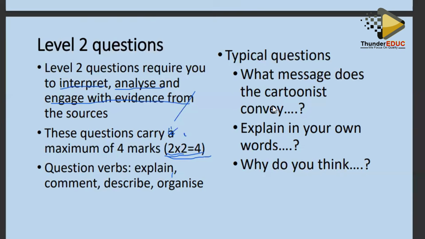For example, what message does the cartoonist convey in regard to a particular event? Maybe it's a cartoon on a particular event, maybe in paper 1. It's a cartoon on maybe the division of Germany after the Yalta Conference, where Germany was supposed to be split into East and West Germany. Maybe there's a cartoon portraying the 2 extreme sides of communism and capitalism on the origins of the Cold War.